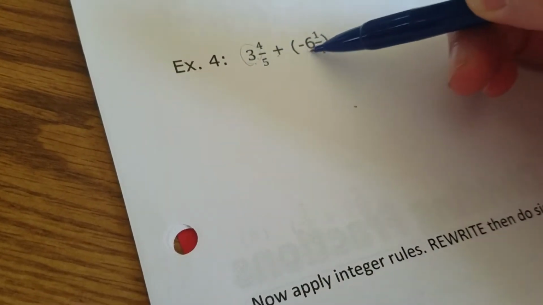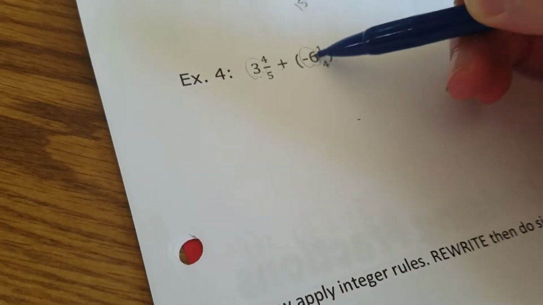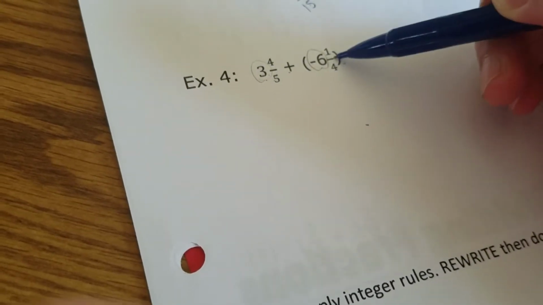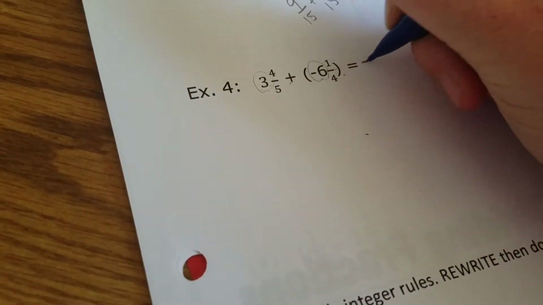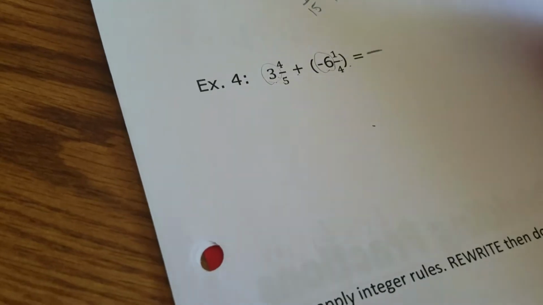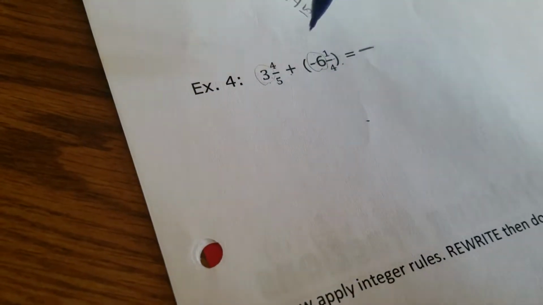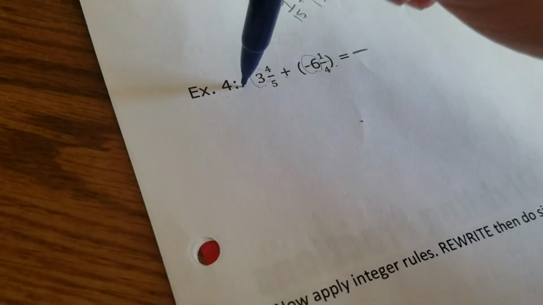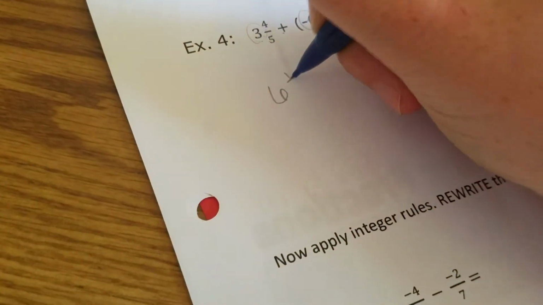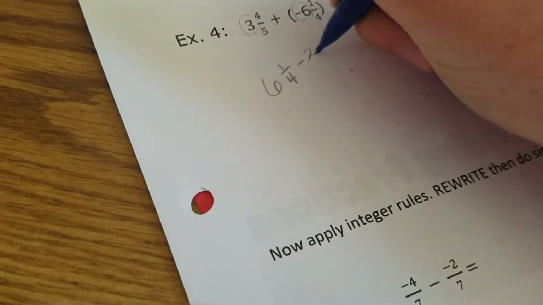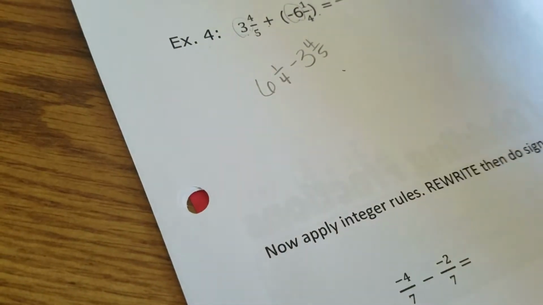A 3 plus a -6. The negatives are going to win out. You have 3, you owe me 6. My final answer is going to be a negative number. So I'm going to start there. If you think about this, if you have the 3, you owe 6, you're really doing a subtraction problem now. So you're really inside your head doing 6 and 1/4 minus 3 and 4/5.